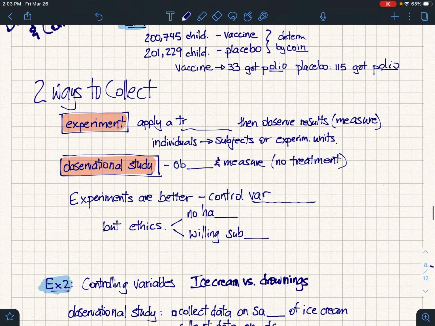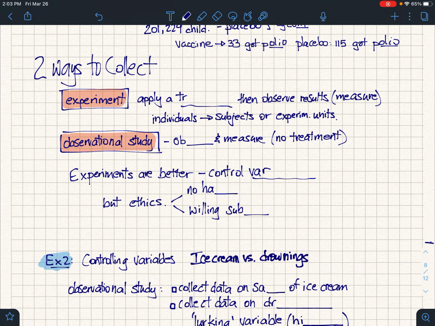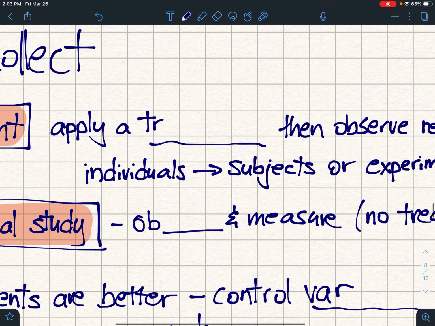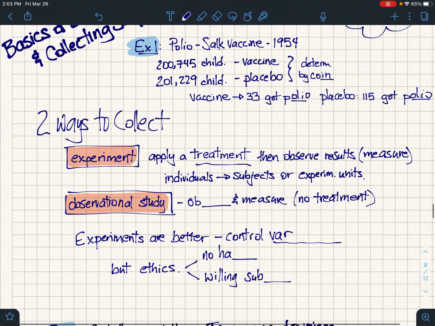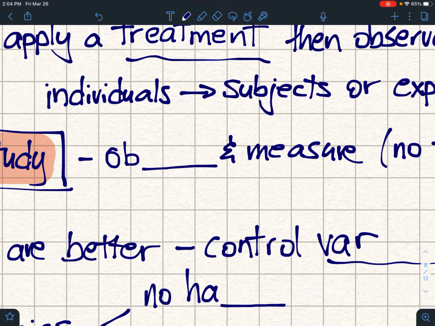Well done. There's basically two ways to collect data. You can do an experiment, like the polio vaccine one, or you can do an observational study. The experimental is that you apply a treatment, and then you observe the results, like what happened, right? Individuals and subjects or the experimental units, like if it's a machine or animals or whatever, right? Observational study, no, we don't treat. We only observe.